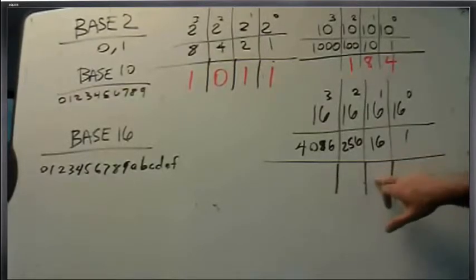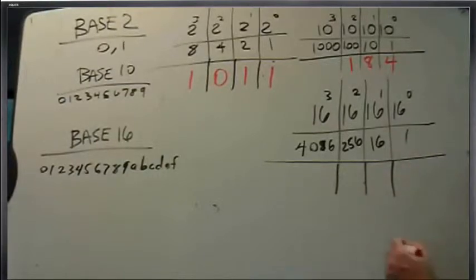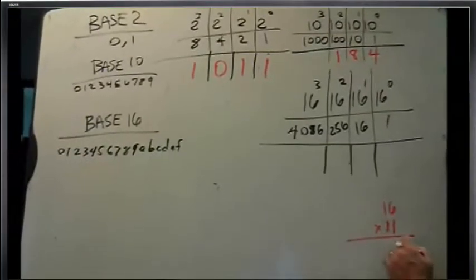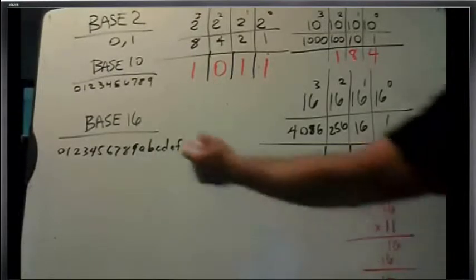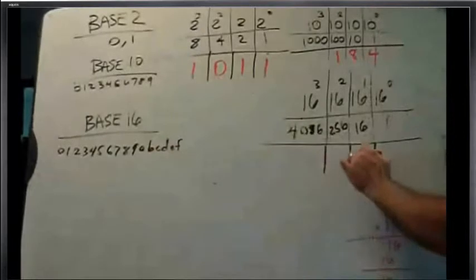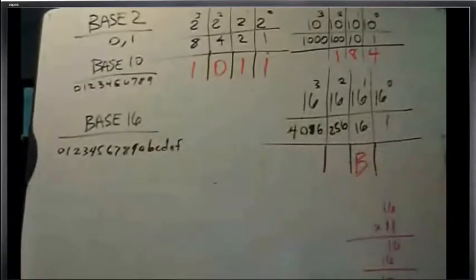But how many 16s will I need? Well, I'm going to need some 16s, right? 11 times 16 is 176. So I'm going to need 11 16s. But I don't write 11, I write B. So I'll put a B in here, because a B stands for 11 in hexadecimal notation, right?